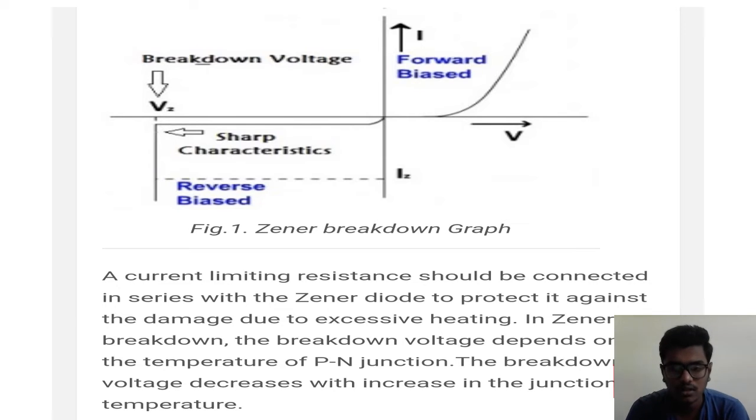Here is a Zener breakdown graph. The breakdown voltage, the forward bias and the sharp characteristics in the reverse bias are taken as parameters in this graph. We can see the graph. A current limiting resistance should be connected in series with the Zener diode to protect it against the damage due to excessive heating. In Zener breakdown, the breakdown voltage depends on the temperature of the PN junction. The breakdown voltage decreases with increase in the junction temperature.